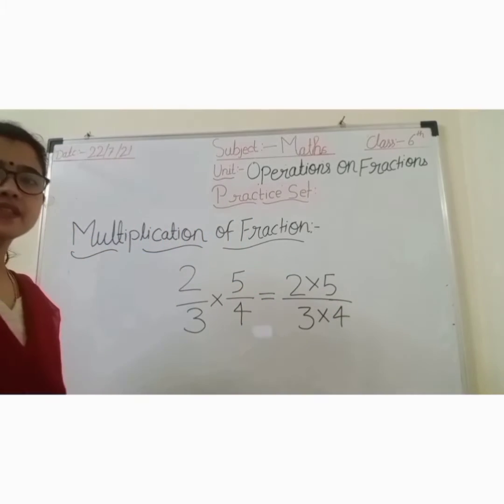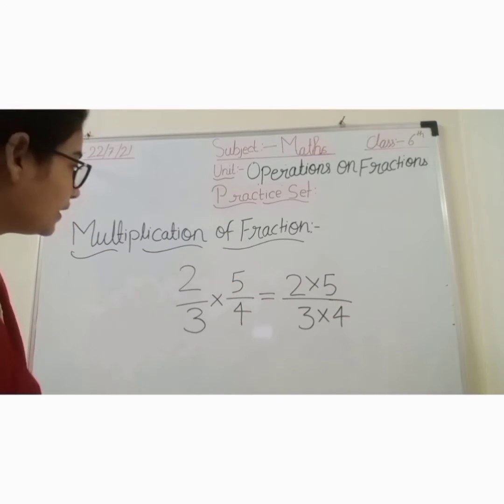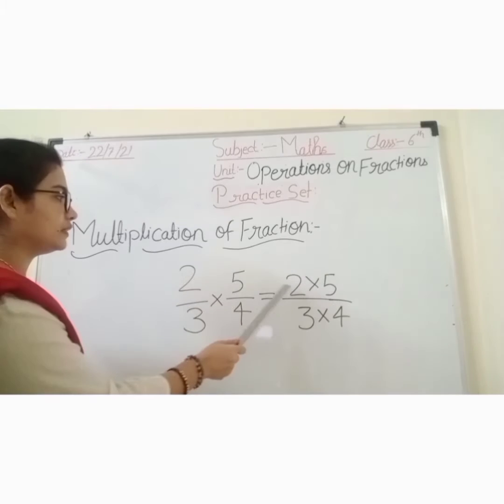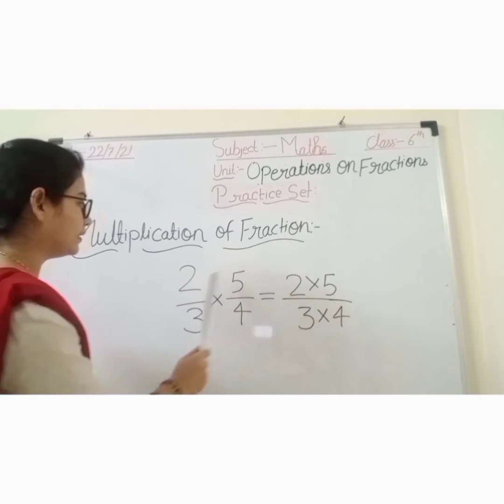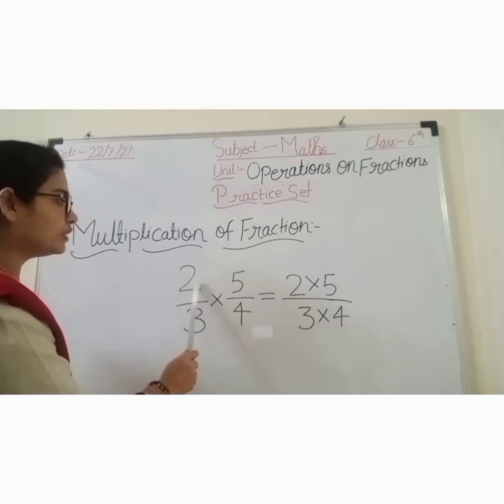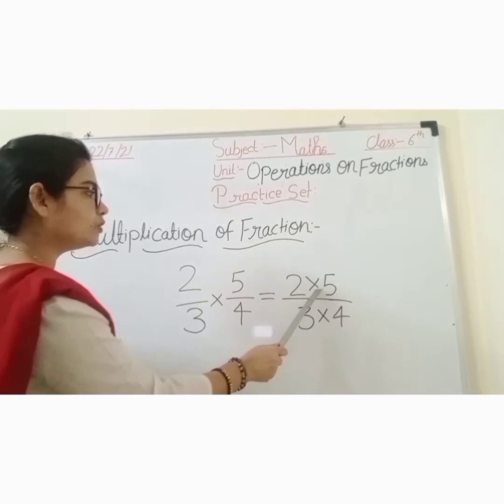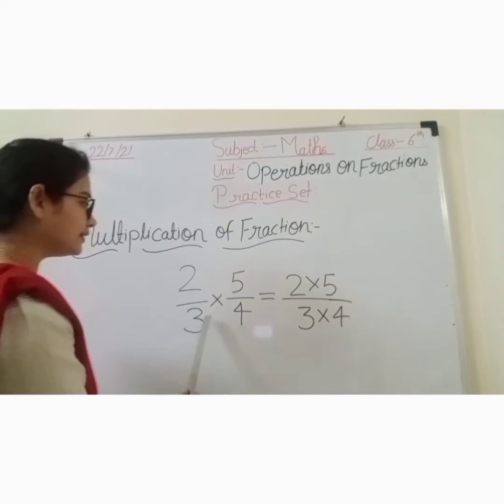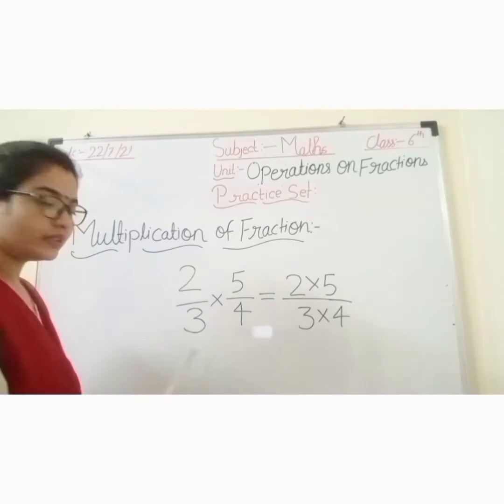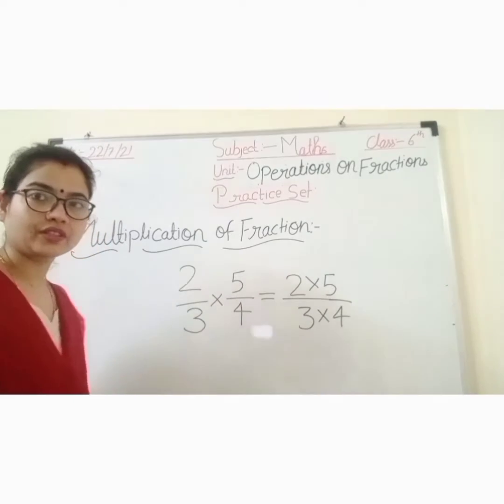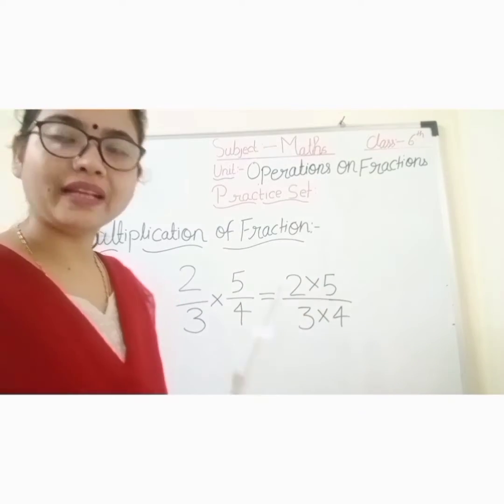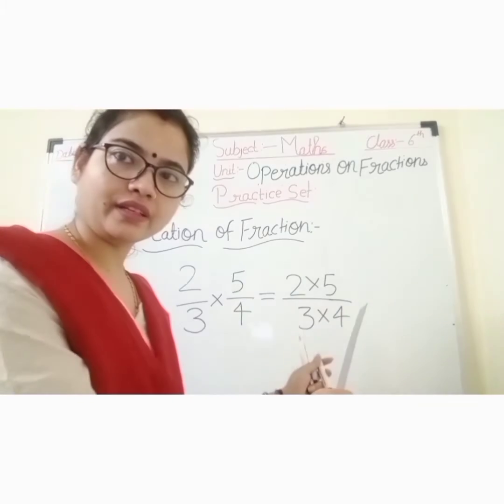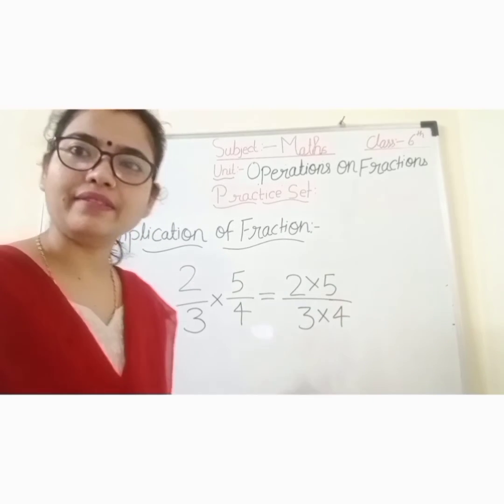What you have seen here, what I have written, student: this 2 here, 2 into 5, because both the numbers are in numerator, so 2 into 5, and here 3 into 4, these numbers are in denominator. So the product of numerator I will write in numerator, and the product of denominator I will write in denominator.